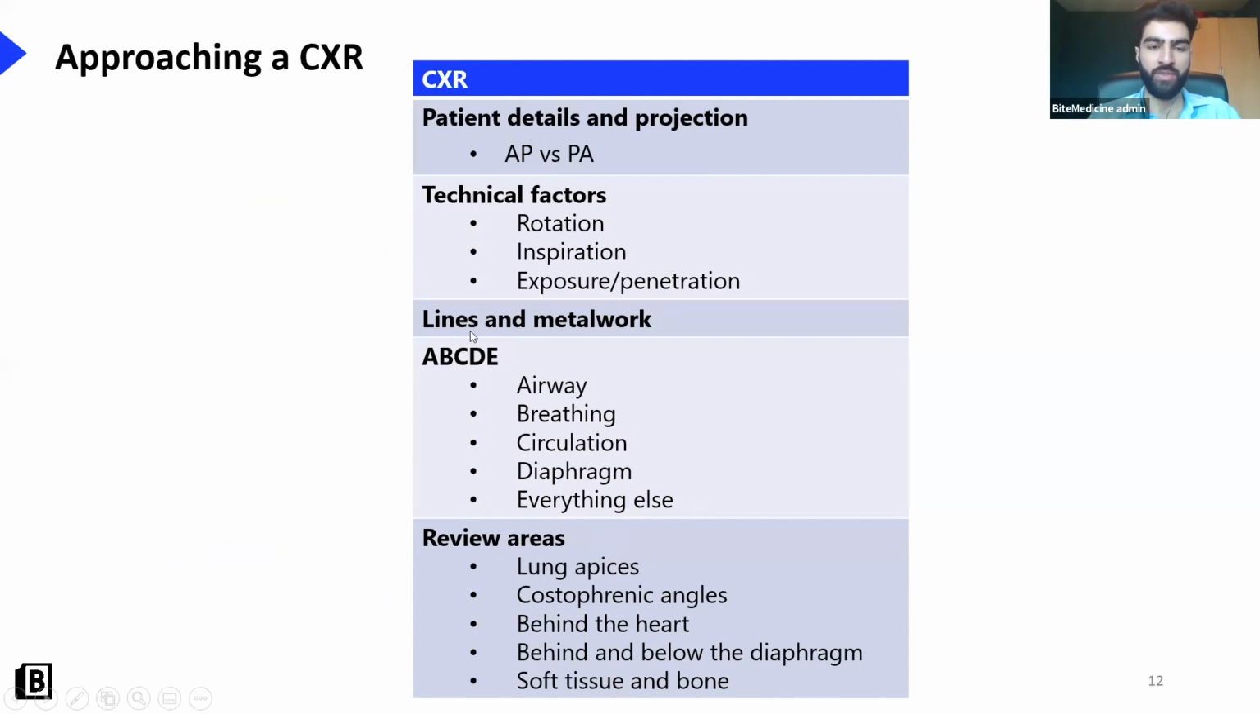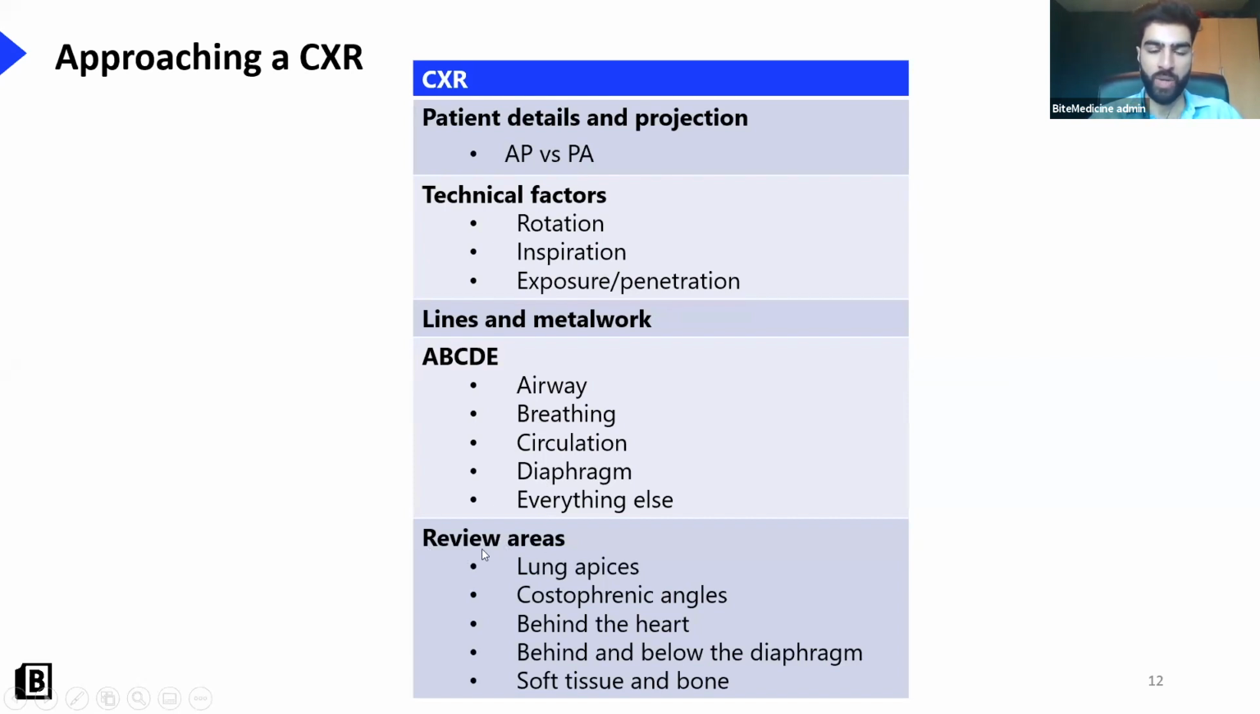Then after you've done that, the first thing you always look at are lines and metalwork. After you've done all of that, only then do you actually start to tackle the rest of the chest X-ray. So airway is the trachea, breathing is the lungs, circulation is the heart and the mediastinum, diaphragm, and E for everything else. So that's everything else that you haven't looked at, including your review areas.